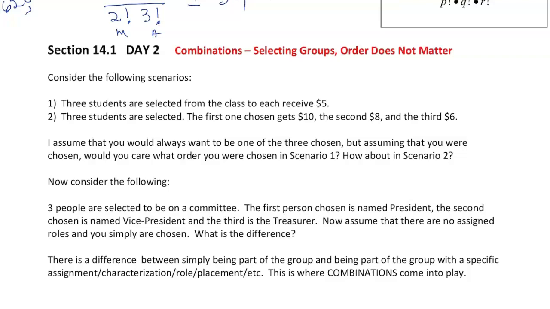Consider the following scenarios. 3 students are selected from the class to each receive $5. Okay, does it matter in what order they are chosen? No. Since order doesn't matter, that is going to be a combination. As opposed to, 3 students are selected. The first one chosen gets $10, the second one $8, and the third $6. Order matters. That's an example of a permutation.